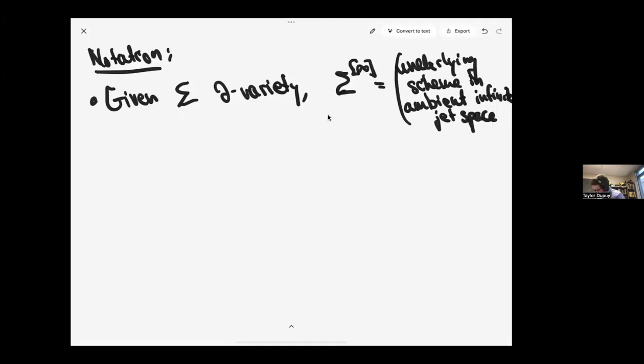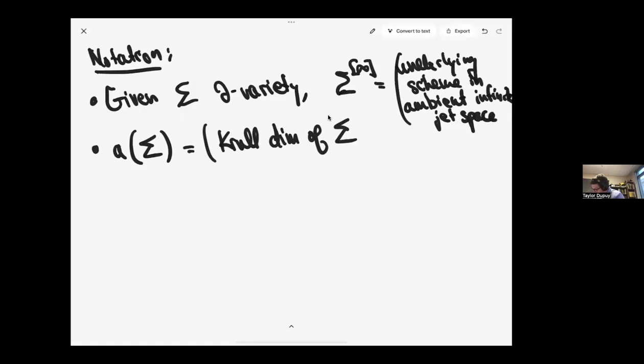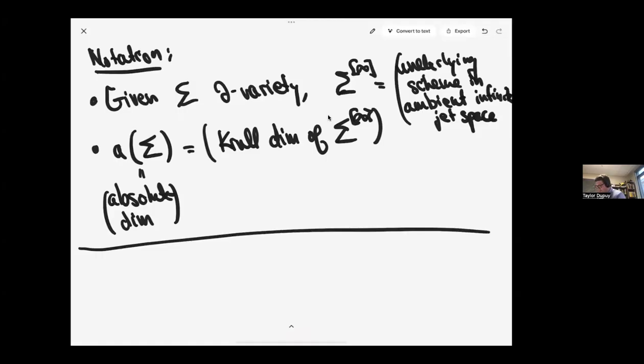And then this notation here, a sigma, is going to be just the usual dimension, the schematic dimension, or the Krull dimension of this scheme. So this is the absolute dimension, not to be confused with the differential dimension. Whenever there's going to be finite absolute dimension, the differential dimension is going to be zero. So again, the absolute dimension is not to be confused with the differential dimension.